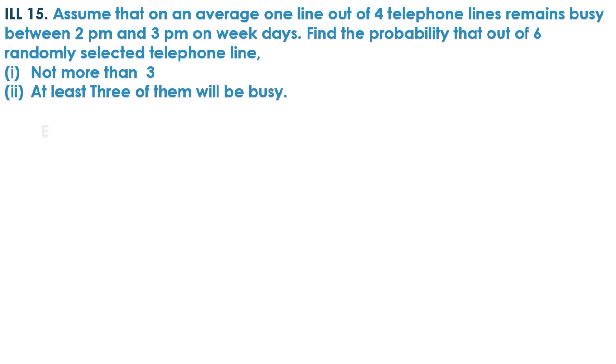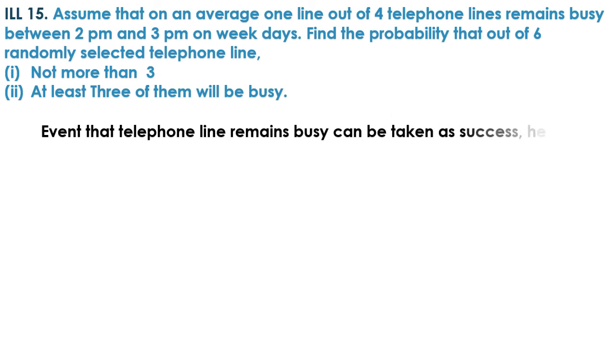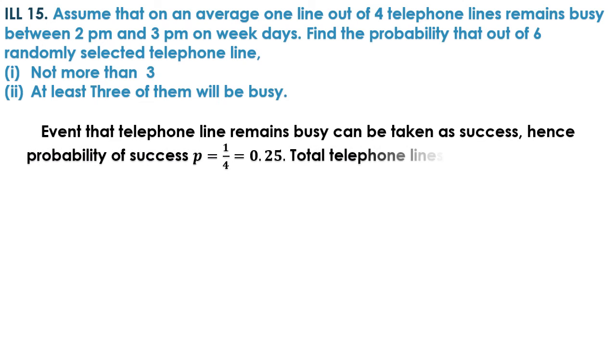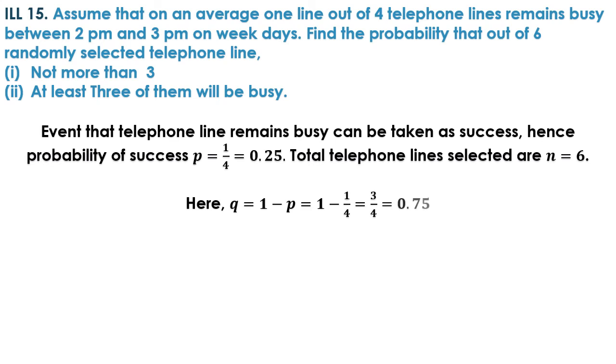Now here we have to calculate the probability that the telephone lines are busy. So the probability of success, that is 1 out of 4 telephone lines remain busy, is 1 upon 4, that is 0.25. In our question we are selecting 6 telephone lines, so small n is 6. Now the probability of failure, that is the line does not remain busy, will be q, that is 1 minus p, that is 1 minus 1 upon 4, that is 3 upon 4, equal to 0.75.